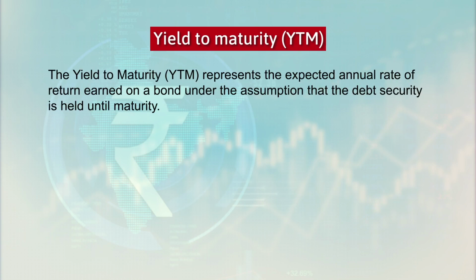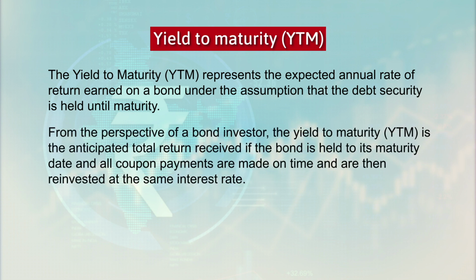We next come to the concept of the yield to maturity. The yield to maturity represents the expected annual rate of return earned on a bond under the assumption that the debt security is held until it matures or until its maturity. So, from the perspective of a bond investor, the yield to maturity or YTM is the anticipated total return received if the bond is held to its maturity date and all coupon payments are made on time and then reinvested at the same rate of interest.